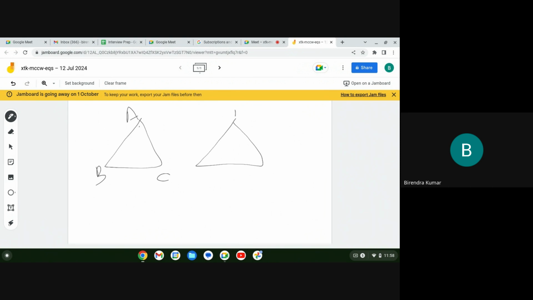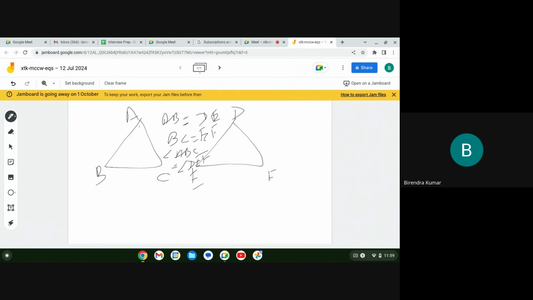Okay. This is my triangle DEF, and we know that AB is equal to DE, sorry, BC is equal to EF, and angle ABC, the angle between the two lines, is equal to angle DEF.